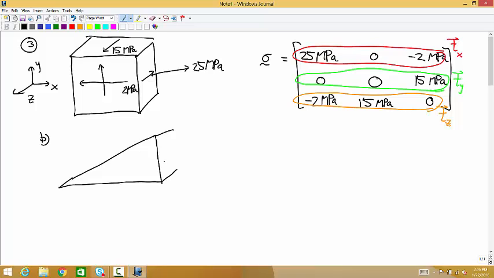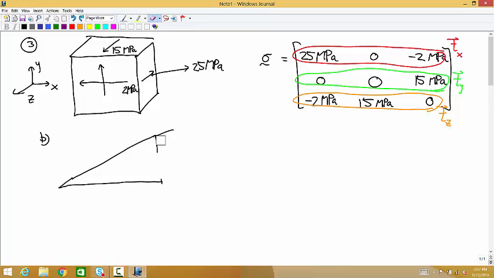So wouldn't the traction vector on the x face be 25, 0, 0? No, because there's this one going back. That's in the negative z direction. But don't we multiply by the normal vector of the face, which was 1, 0, 0? If you took this stress tensor and multiplied it by the outward facing normal 1, 0, 0, you would get 25, 0, negative 2.